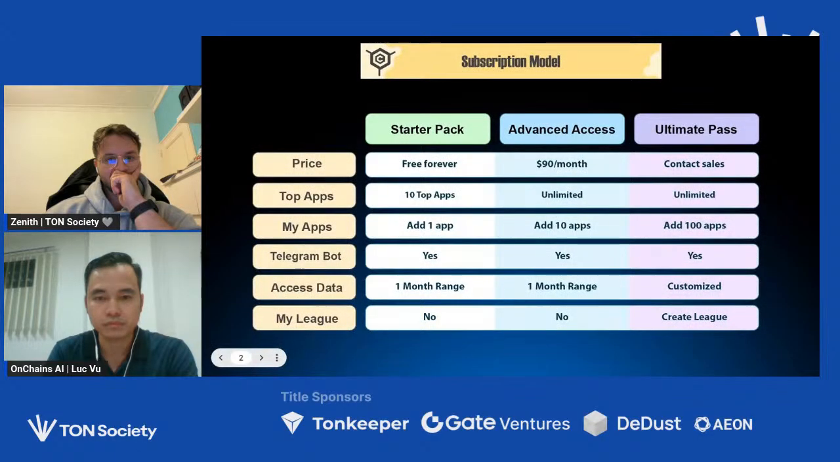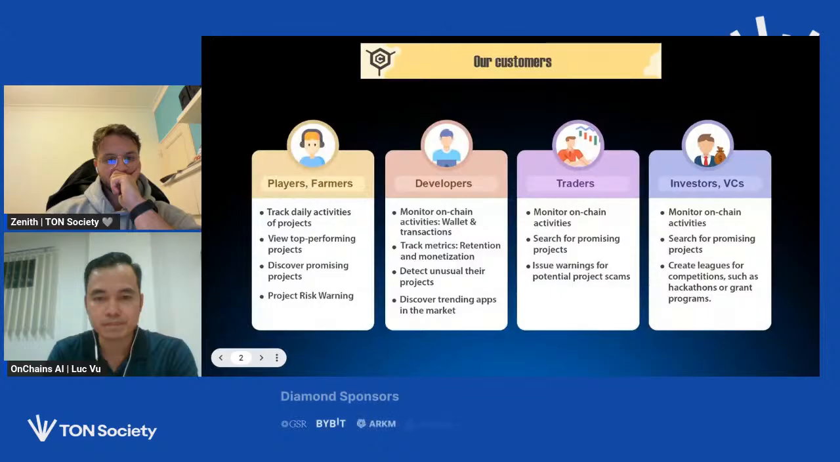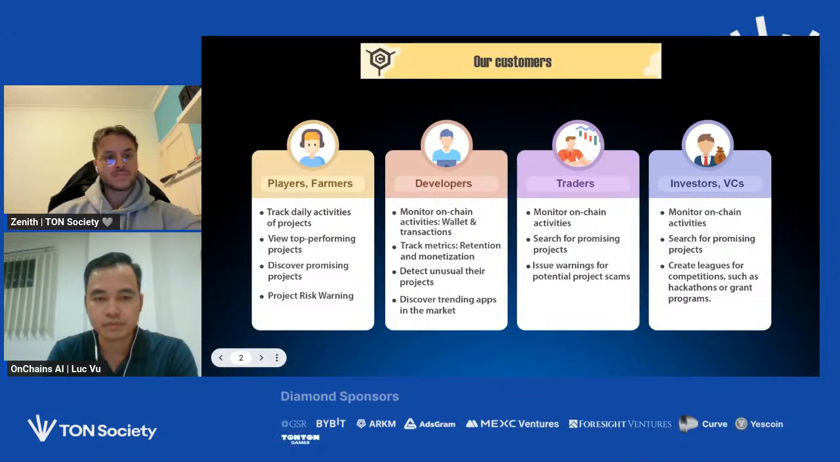We are planning to introduce a subscription model with 3 tiers: Starter Pack, Advanced Access, and Ultimate Pass. This flexible model caters to different user needs, from casual engagement to professional-level app tracking and competition management. Our platform caters to a diverse audience. Players are looking to track daily project activities, discover promising opportunities, and receive project risk warnings.